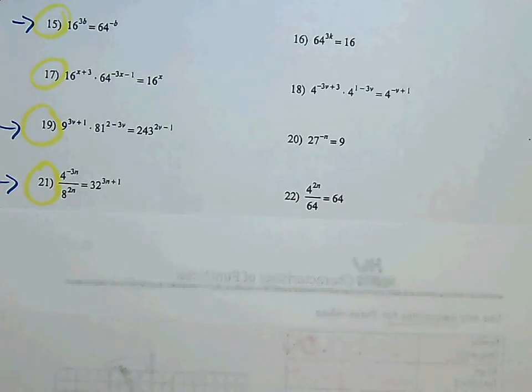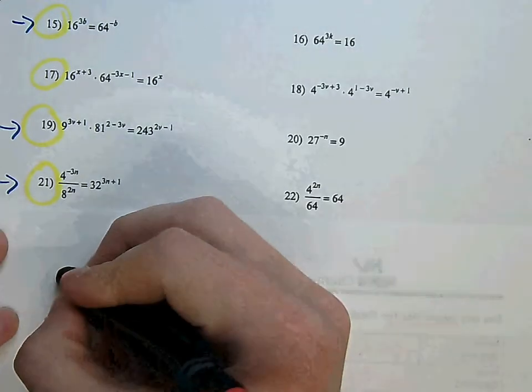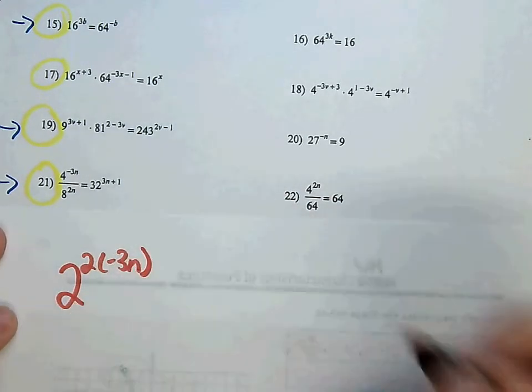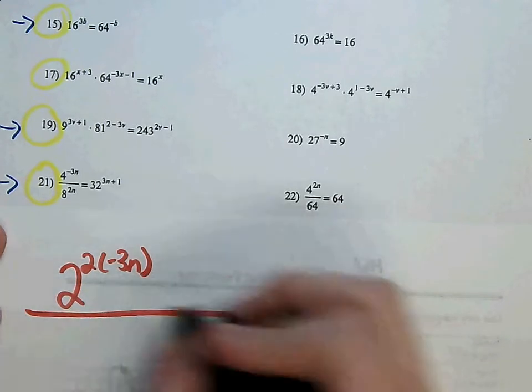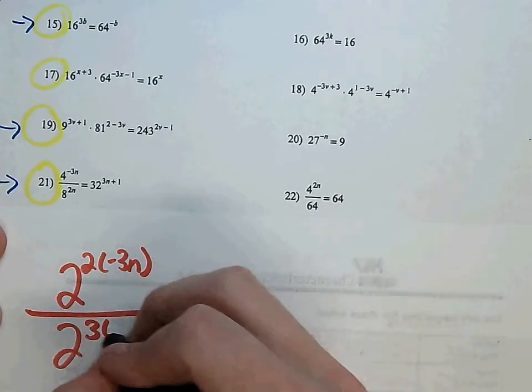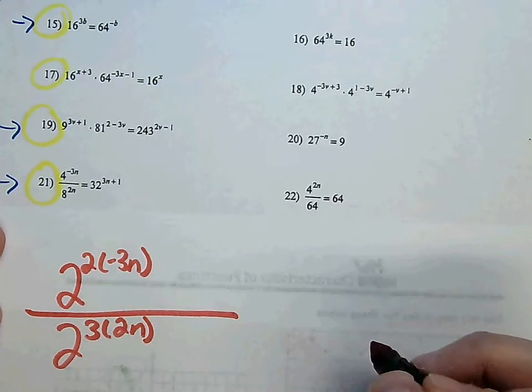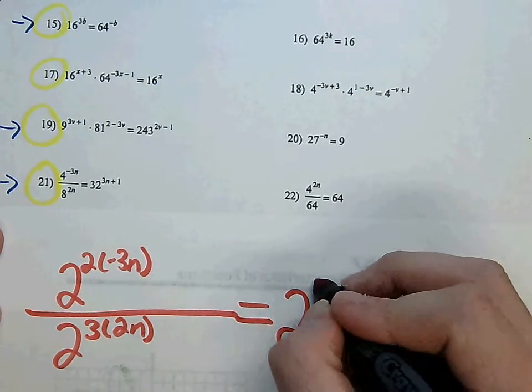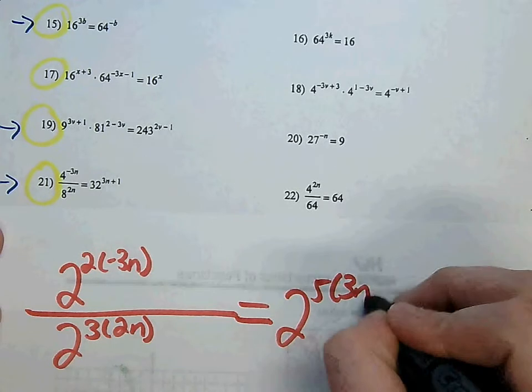So I need to make everything the same base. And what's the only number that's going to work here? 2. So I'm going to rewrite everything with a 2. That gives me 2 squared, the original one in parentheses, over 2 to the 3rd, original one in parentheses, equals 2 to the 5th, original in parentheses.